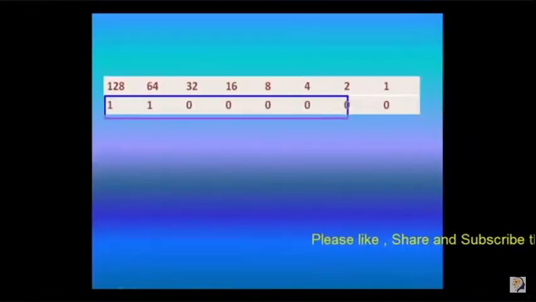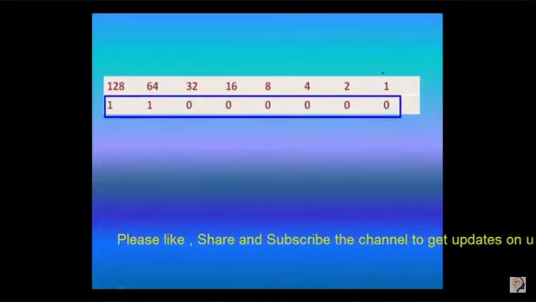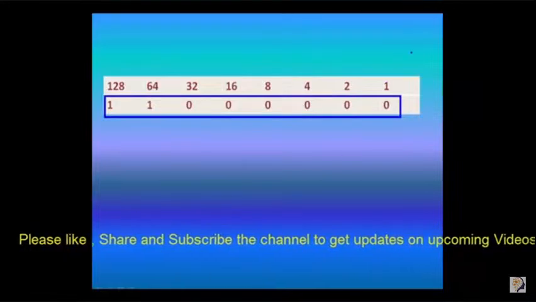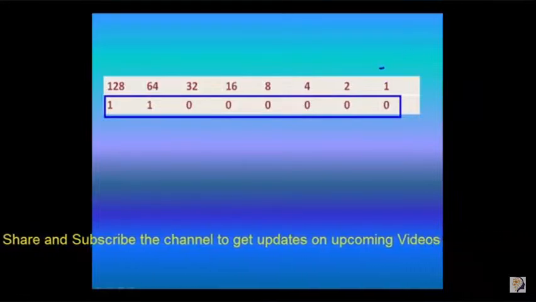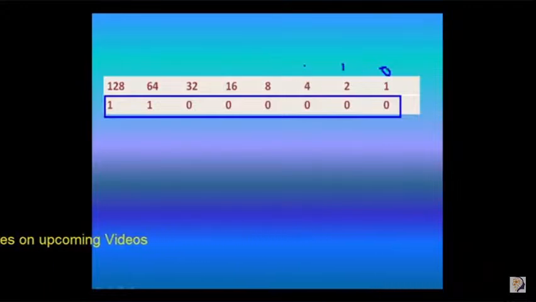This was the 192 binary. So what we do here, writing is a little poor. This is the 0 position, first position, second position, third position, fourth position, fifth position, sixth position, and seventh position.